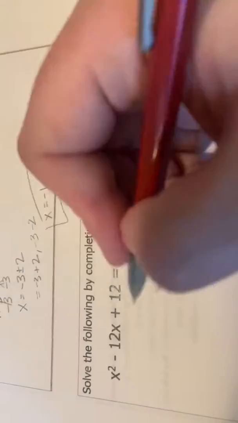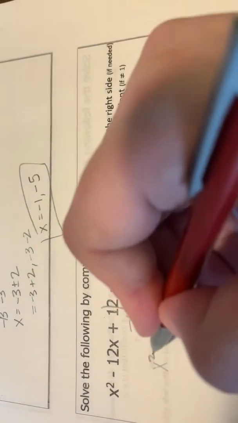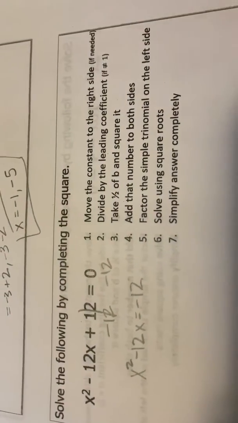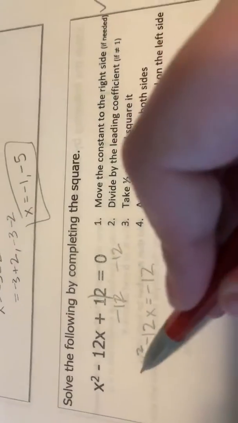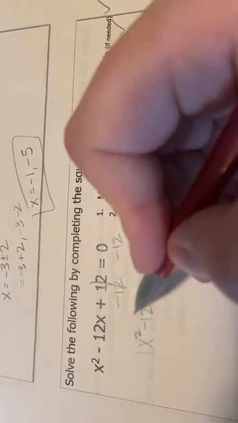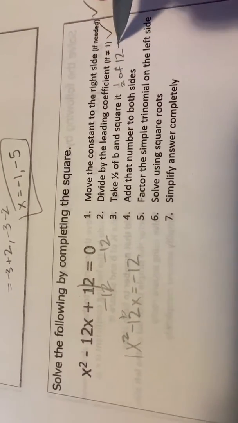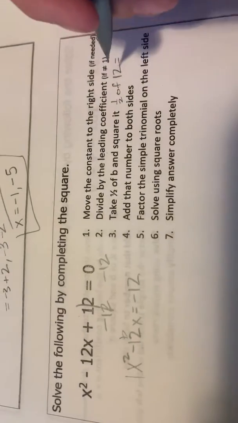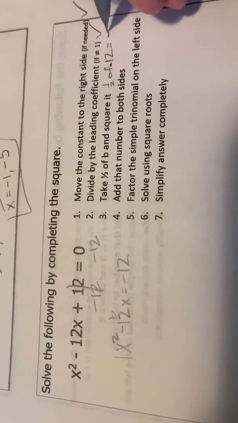All right, move the constant to the other side. Subtract 12. Check. Divide by the leading coefficient if it isn't 1. It's 1. Don't need to do that. Half of b. b is 12. Technically, b is negative 12, but I'll show you why it doesn't really matter. So let's say b is 12, because it is. Half of negative 12 is negative 6.